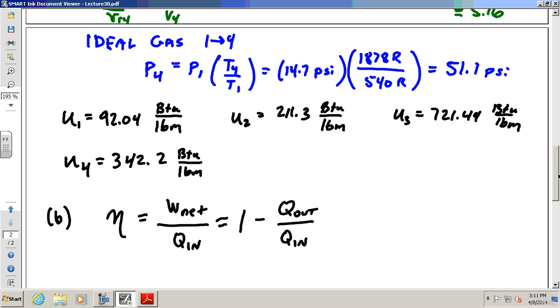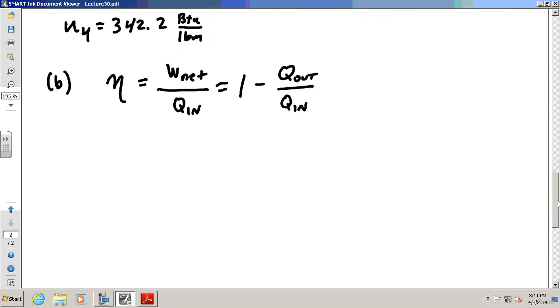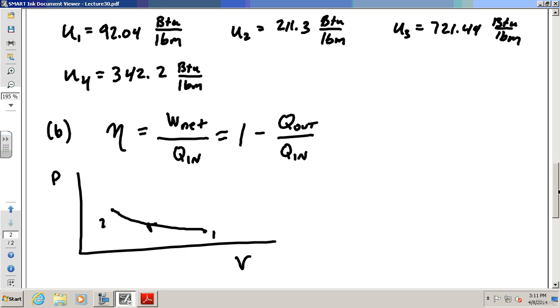Now I'm going to help you visualize this. One more time, I'm going to draw this PV diagram again. I know we've drawn it before, but I don't want to keep going back and forth to it. It's very simple. Here's 1, here's 2, here's 3, here's 4. Like that. Remember, where's the Q in? The Q in is here. Where's the Q out? The Q out is there.